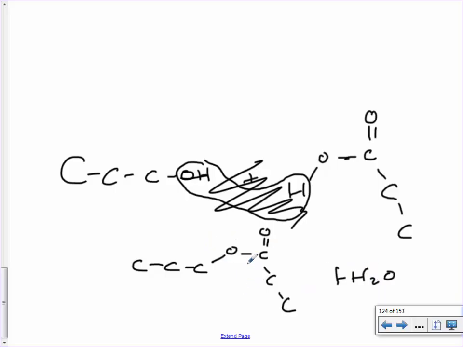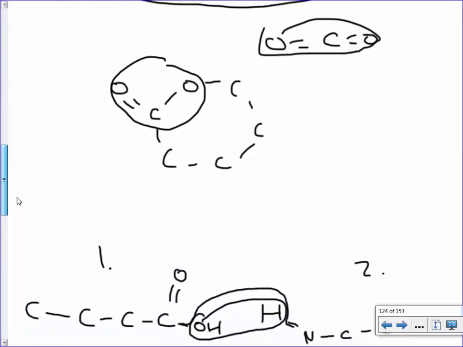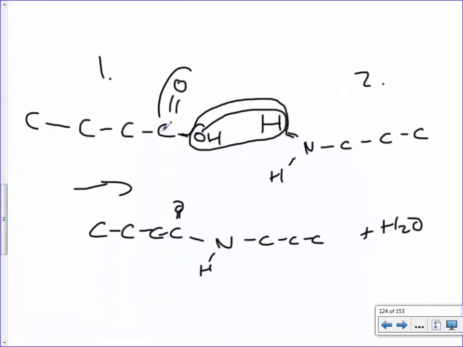Okay, so that's the definition of condensation. So let me just go back up to the top there. Condensation reactions: a carboxylic acid combines with another reactant forming two products, one of which is an organic compound, and then the other one is water. Look at these two that I just did right here. This right here was a carboxylic acid, and it reacted with something else. It made a combined product and water. Does that make sense?